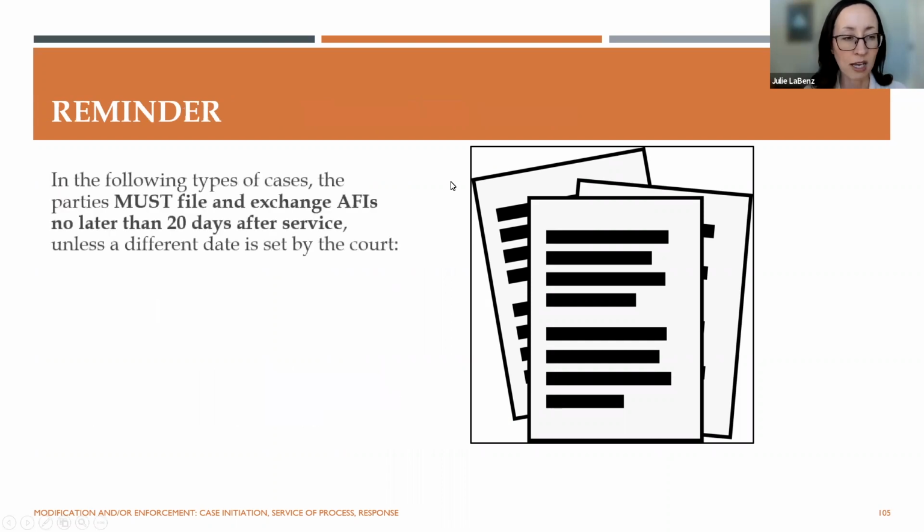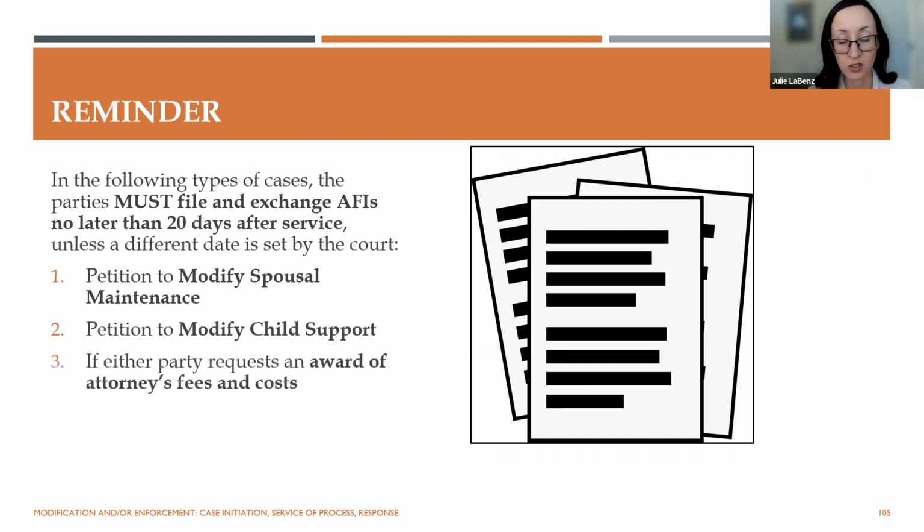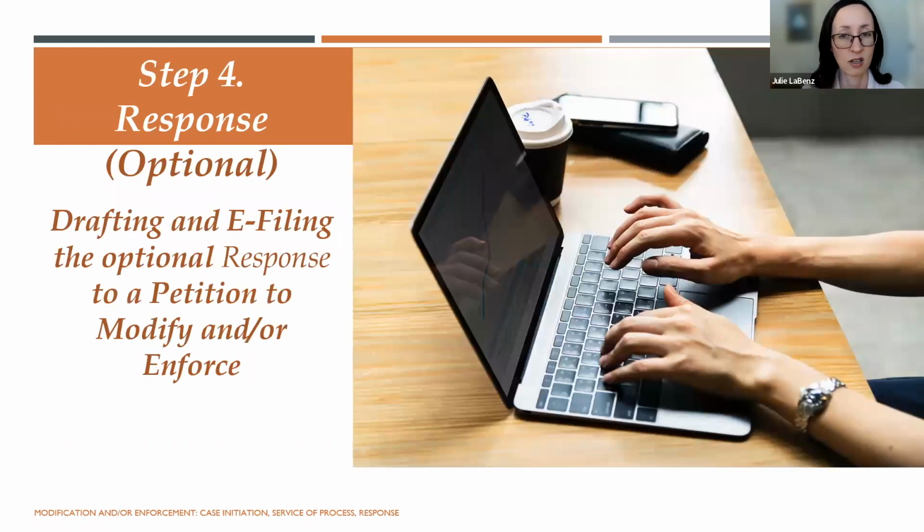Okay, and then as a reminder, in the following types of cases, the parties must file and exchange affidavits of financial information no later than 20 days after service, unless the court sets a different date. So this would be for a petition to modify spousal maintenance, a petition to modify child support, or if either party is requesting an award of attorney's fees and costs.